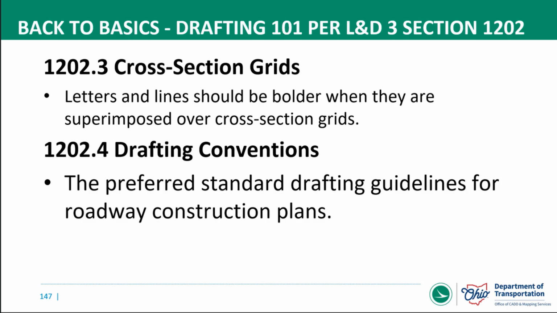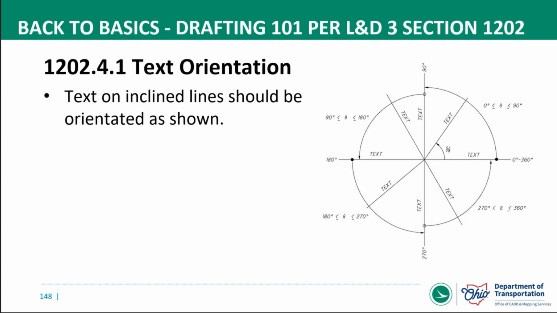Cross-section grid lines. We don't do too much of the minor grid lines anymore, but the idea here was to make sure that anything you had was not being lost in the cross-section grids or the profile grids. And then the rest of these are a lot of the drafting conventions. How should we place our text orientation on inclined lines or angled lines?